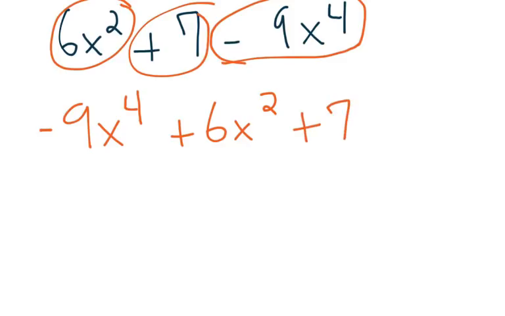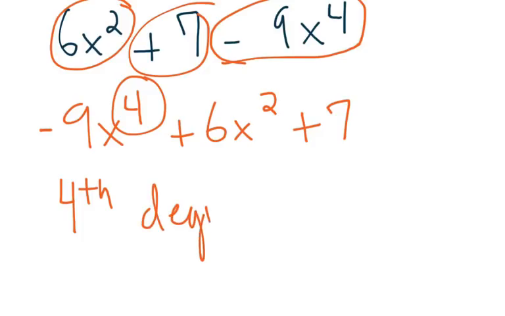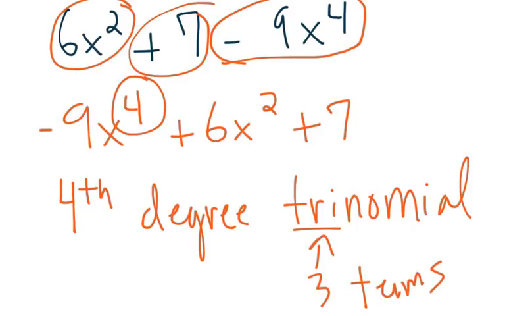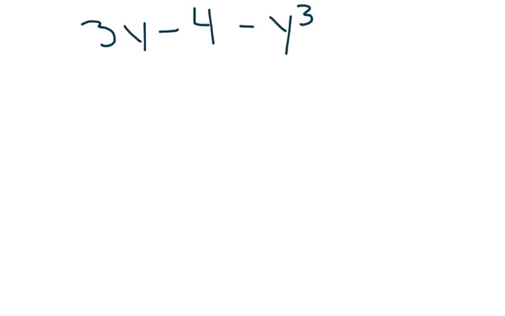Now let's classify this. The highest exponent is a 4, so this is a 4th degree trinomial. And what does trinomial mean? Well, tri should make you think of triangle, which just means it's a polynomial with 3 terms. All right? So far, no math involved, right? All we've done is rearrange some numbers and classify. Let's do another one. All right, 3y minus 4 minus y cubed. So first thing I'm going to do is write this in standard form. This is the highest degree, so we'll bring that to the front.